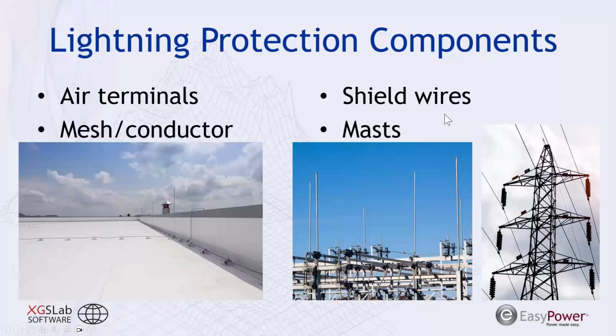We also have shield wires, which are very common for transmission lines. For instance, we have a shield wire just above the phase conductors on this transmission line, or we have masts, or again, we could use air terminals. So here we have a bunch of buswork, and above that buswork are our air terminals extending above our equipment to help protect those from any direct strokes.